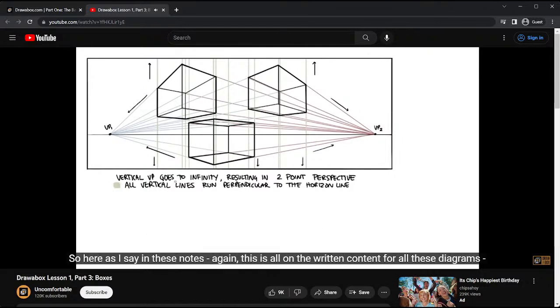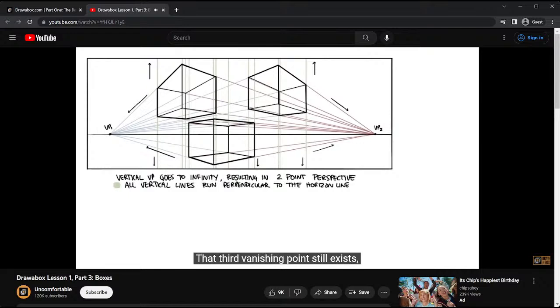So here, as I say in these notes, again, this is all in the written content, all these diagrams, the vertical vanishing point goes to infinity, resulting in 2-point perspective. That third vanishing point still exists, it's just no longer worth talking about. All of our vertical lines are now running perfectly parallel to one another, and they are running perpendicular to this horizon line, or the axis of the scene. See, they run perpendicular. And so any vertical line that you need to draw that is aligned to the same set is going to be running perfectly up and down, perpendicular to the horizon.